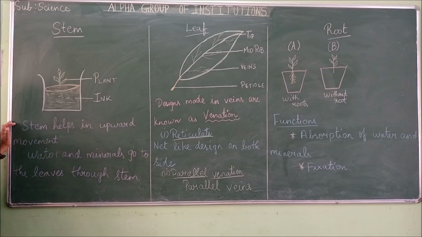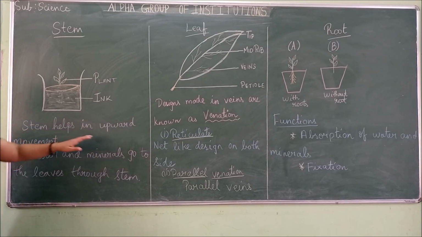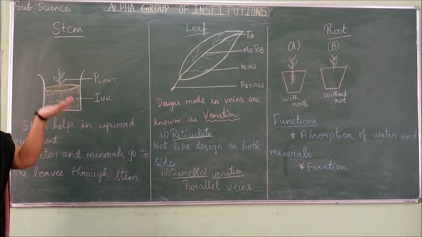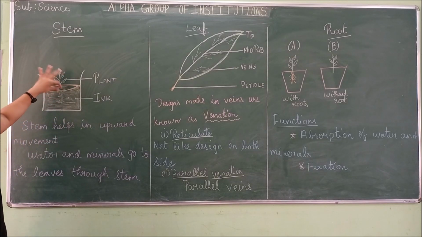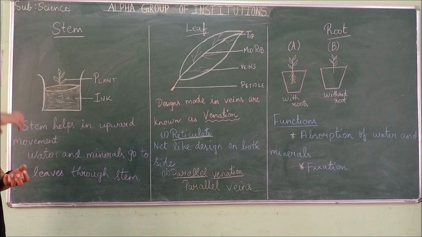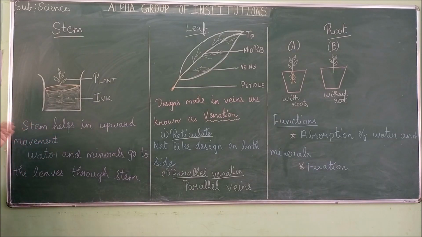Next, what I have written here: the stem helps in the upward movement. Water and minerals go to the leaves through the stem. All the water from the roots passes through the stem and then travels to all the leaves. So that is the overall idea of the stem. Now you know the main function of the stem, why a stem is present in a plant.